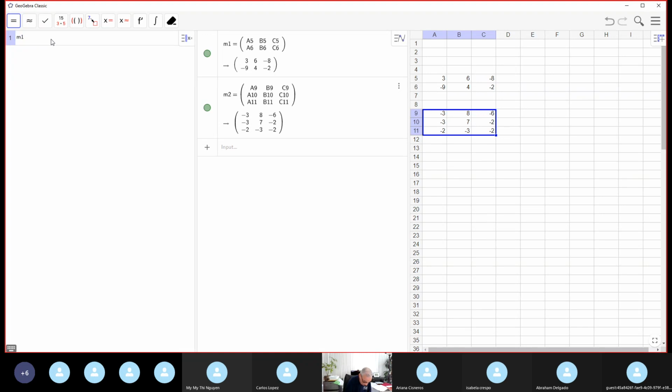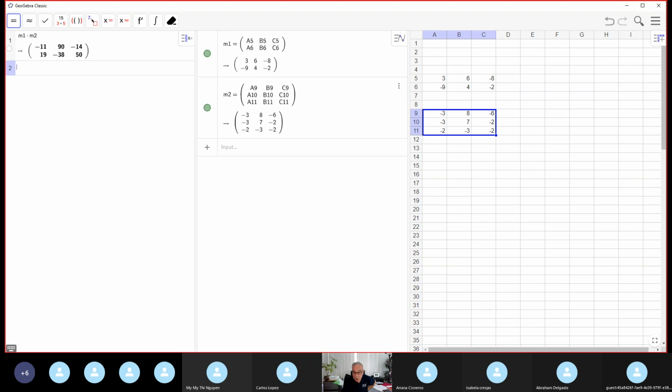So you type M1 times, and the times symbol is on the keyboard, shift and the key 8. Enter. Bam, and this is the answer. The answer is -11, 90, -14, 19, -38, and 50. That is the option D in our handout. Clear? Yes.